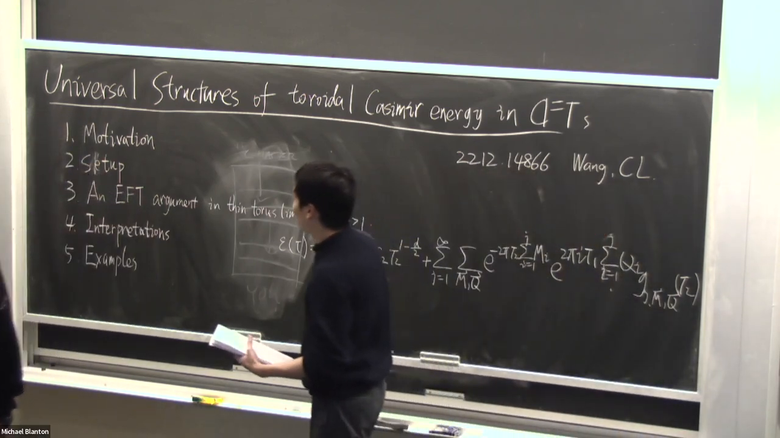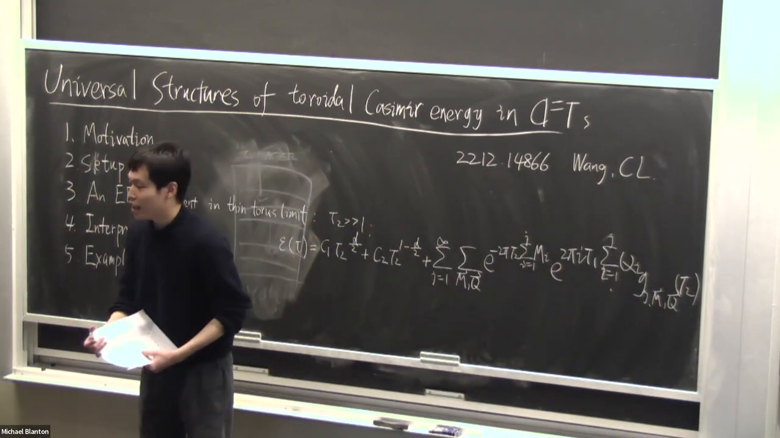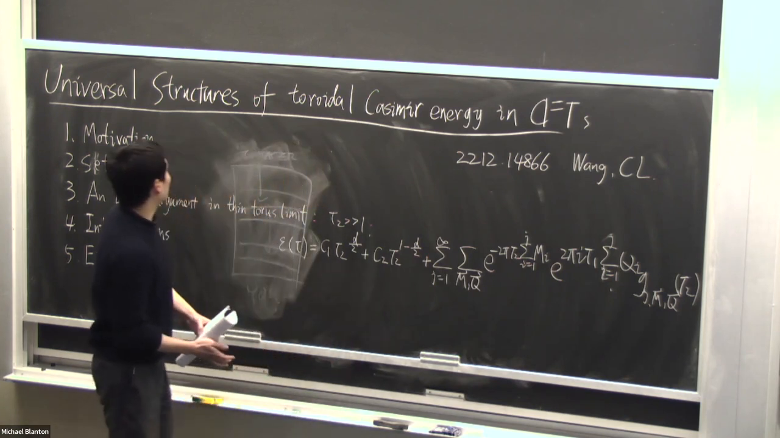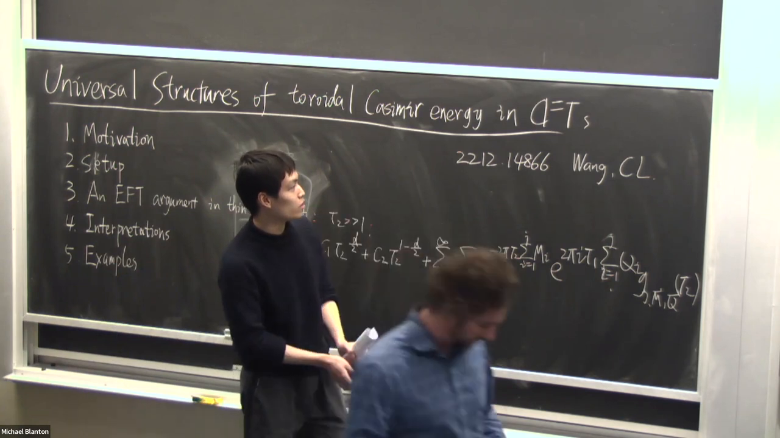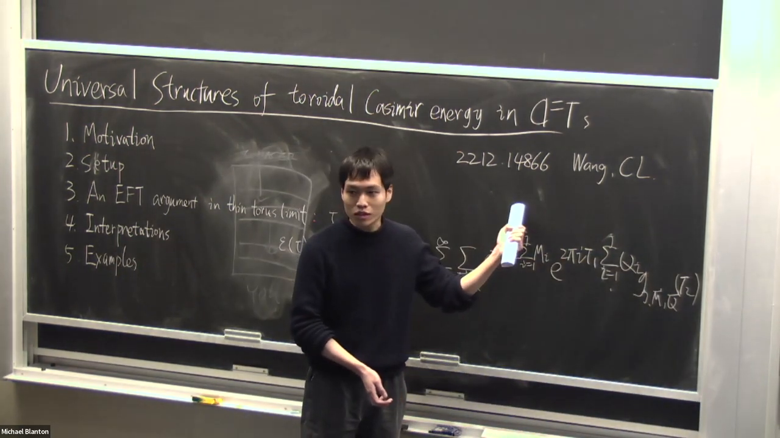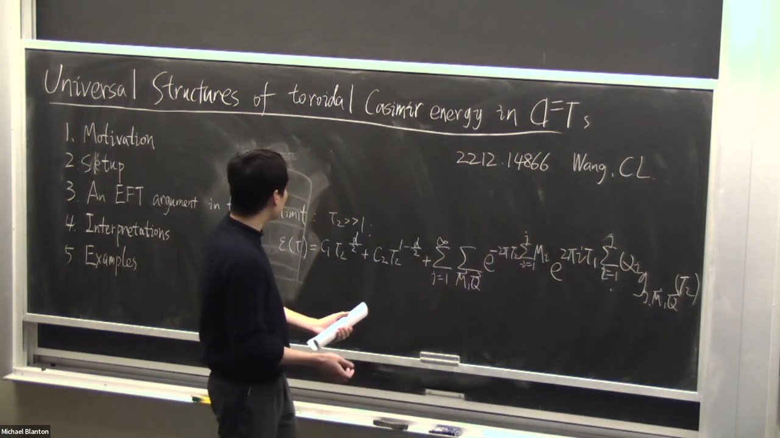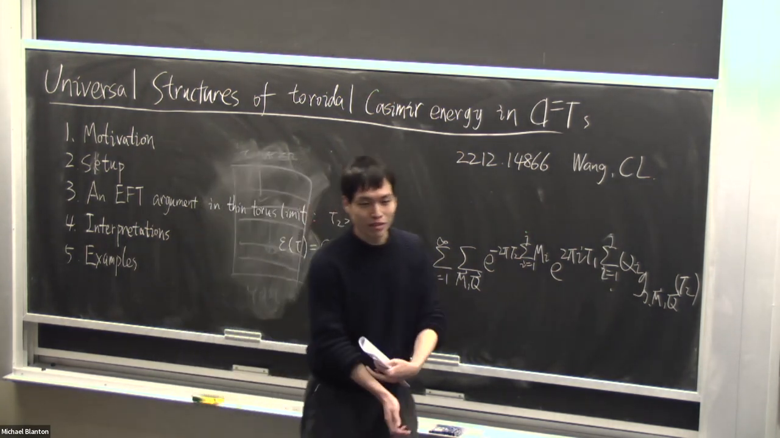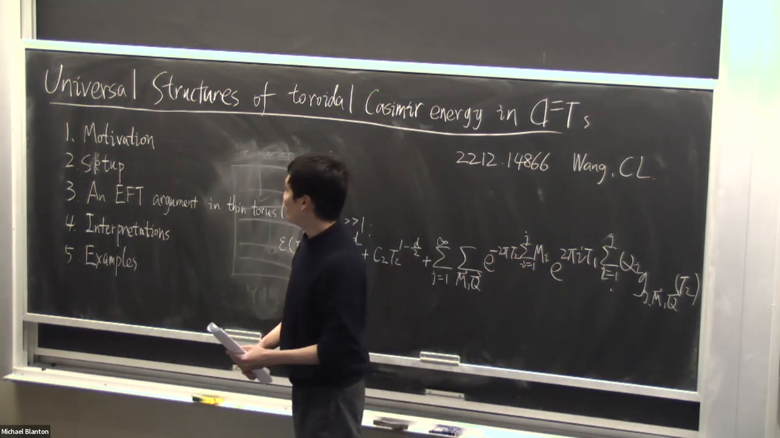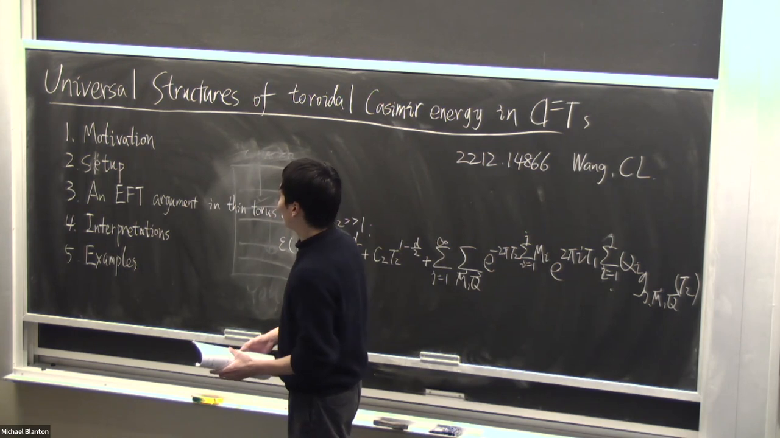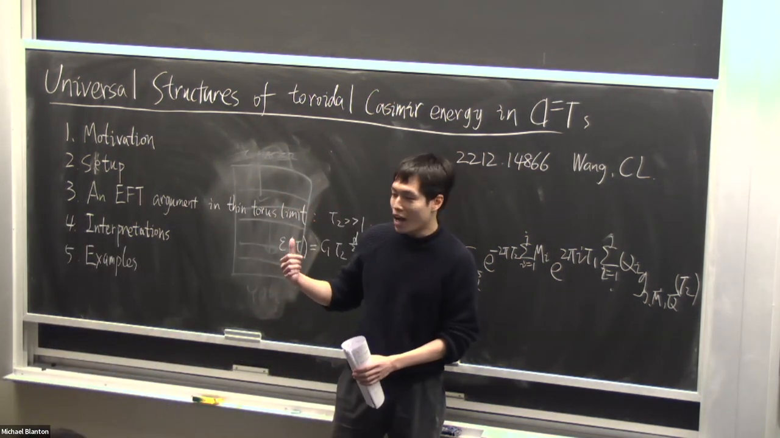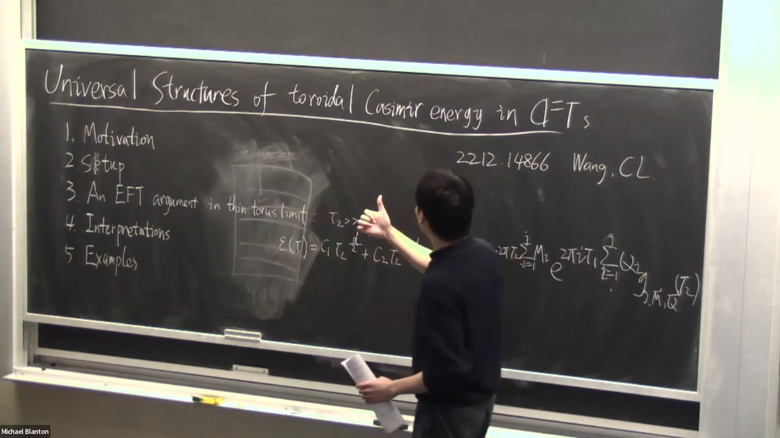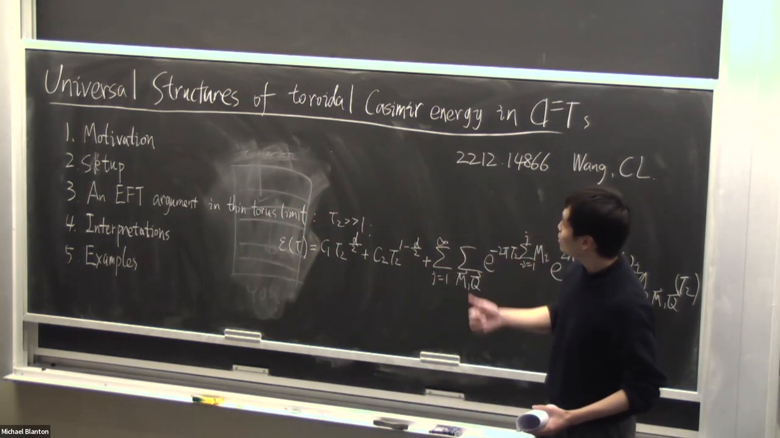Thanks everyone for coming. So today I'm going to talk about the universal structure of toroidal Casimir energy in CFTs, and this work is based on work with Ivan at the end of last year. I'm going to split my talk into five parts. First I'm going to introduce the motivation, like why we should care about the Casimir energy on the torus.